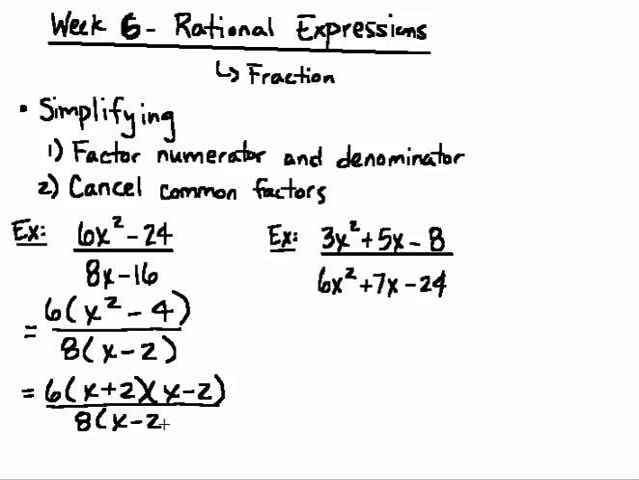And now we want to cancel out our common factors. We have an x minus 2, that's obvious that we can cancel. But now the 6 and the 8 in front, we have a GCF of 2. We can divide out a 2 in each of those numbers, leaving us with a 3 in the numerator and a 4 in the denominator, making our final answer 3 times x plus 2 divided by 4.